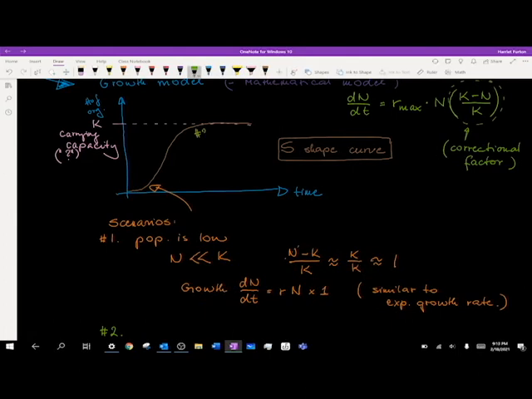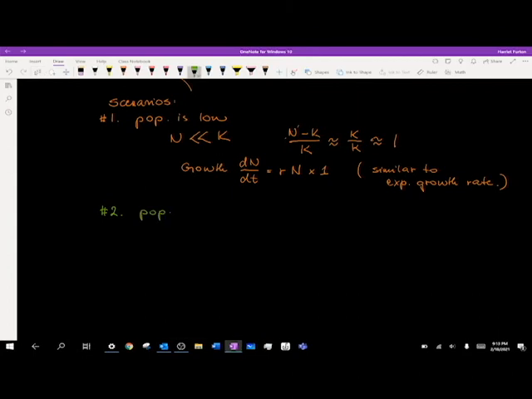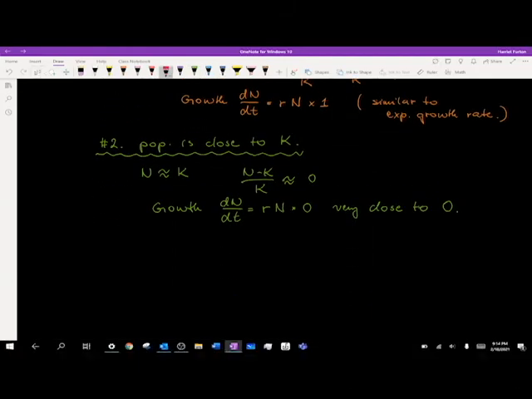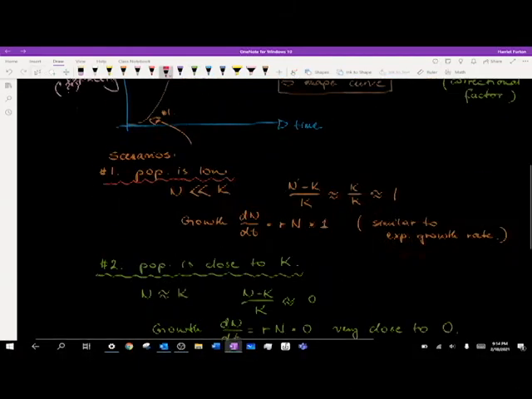Now, the second scenario is when the population is close to the carrying capacity, but not reaching it yet. So the N is very close to K, but still not the same. In that case, the correctional factor is close to zero. It's not zero, but close to zero. So the growth of the population is R times N times close to zero. So the growth will be very close to zero. It's a low growth rate at that time.